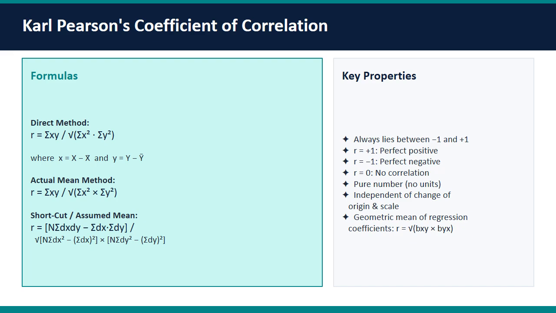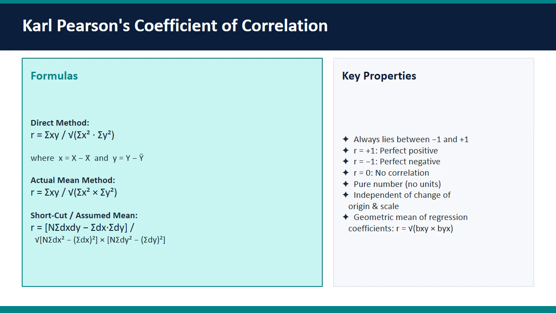Now let us look at the two major methods of correlation. First is Karl Pearson's method. This method measures linear correlation and uses actual numerical data. That means it works best when data is quantitative and when the relationship is linear.